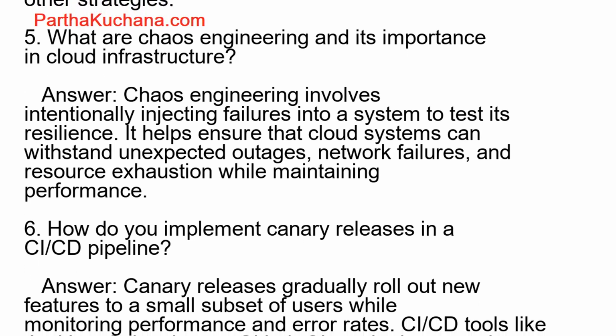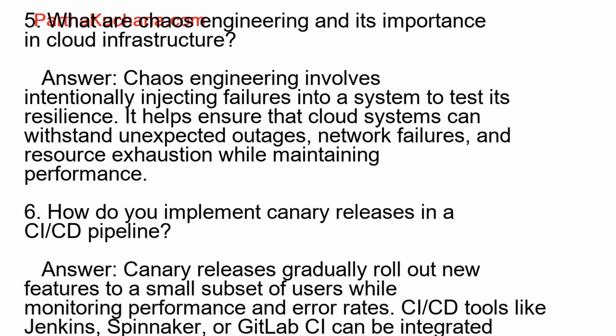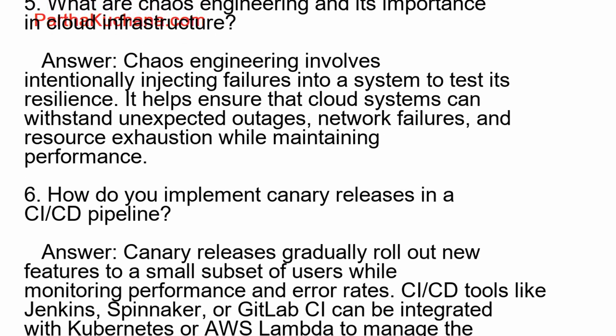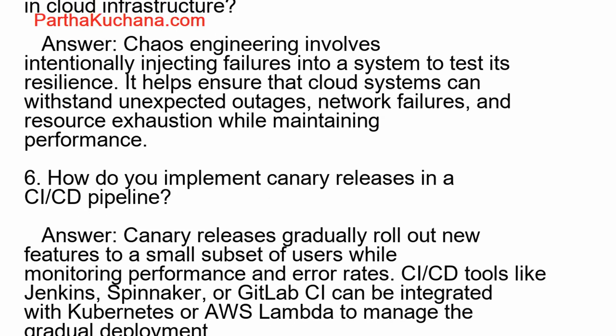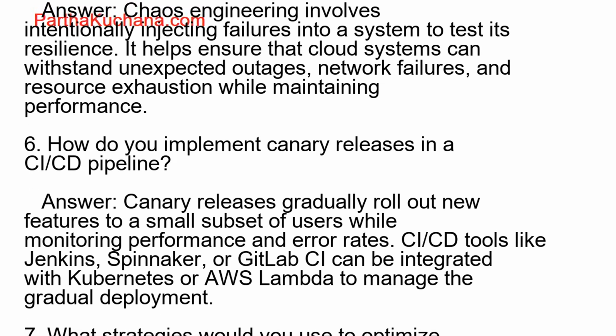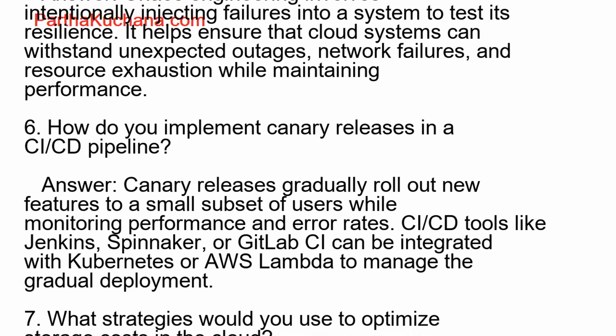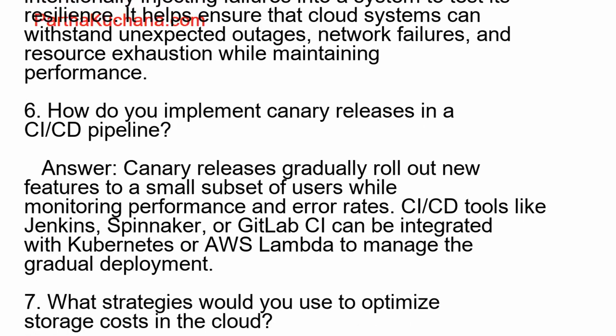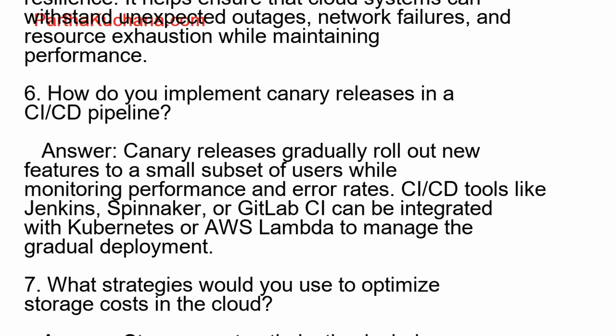7. What strategies would you use to optimize storage costs in the cloud? Answer. Storage cost optimization includes using lower-cost storage classes, e.g., AWS S3 Glacier for infrequent access, enabling lifecycle policies to automatically transition or delete data, compressing data, deduplication, and managing snapshots effectively.